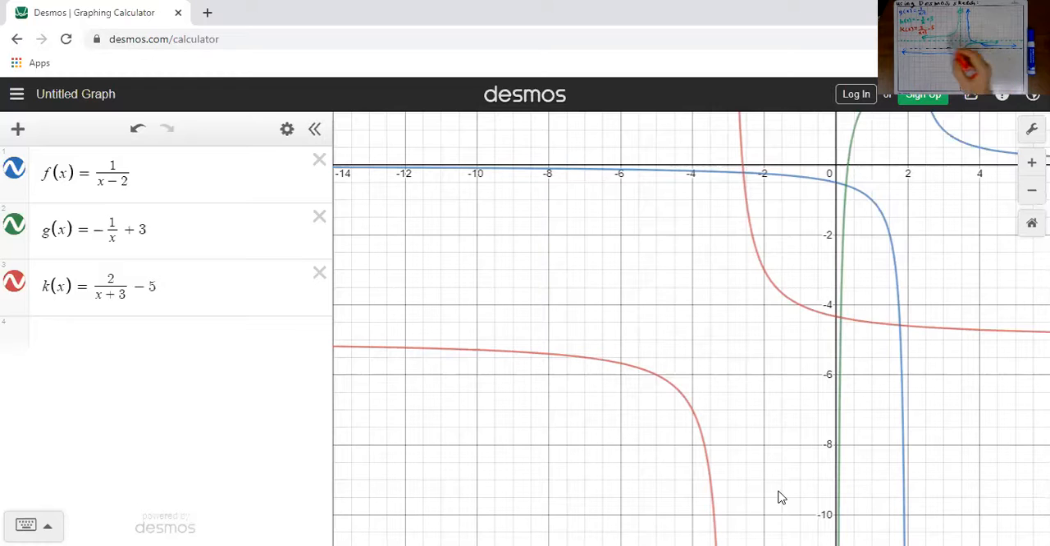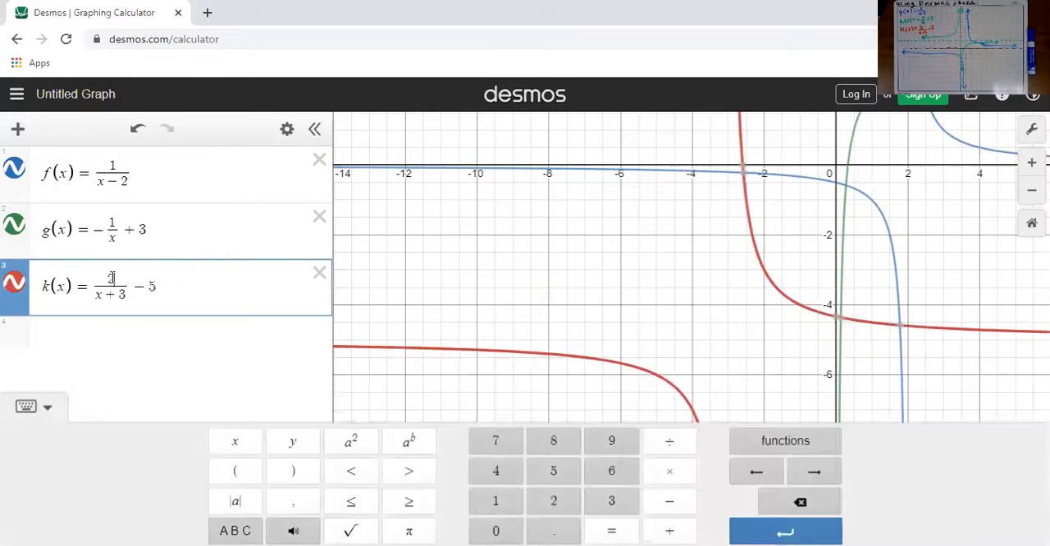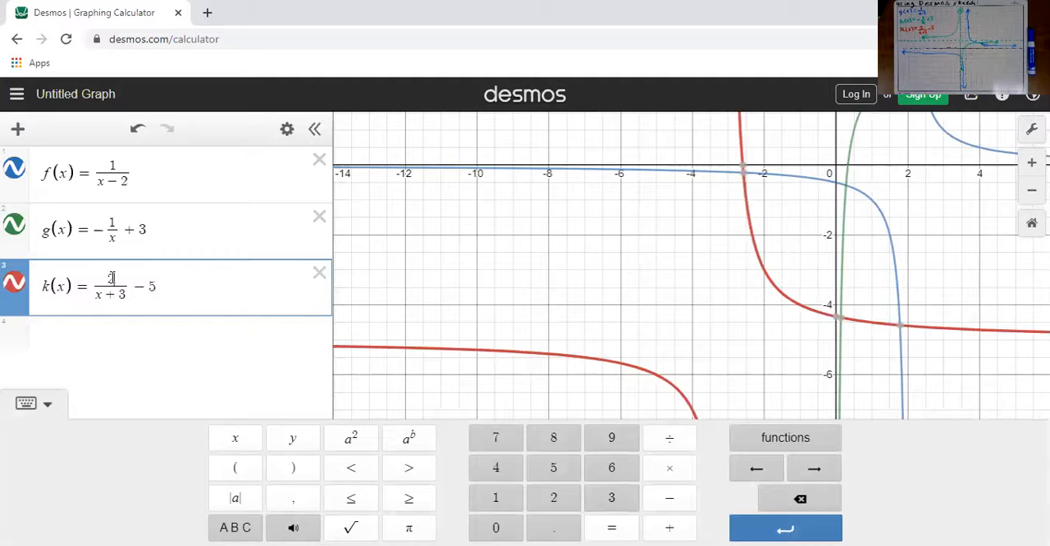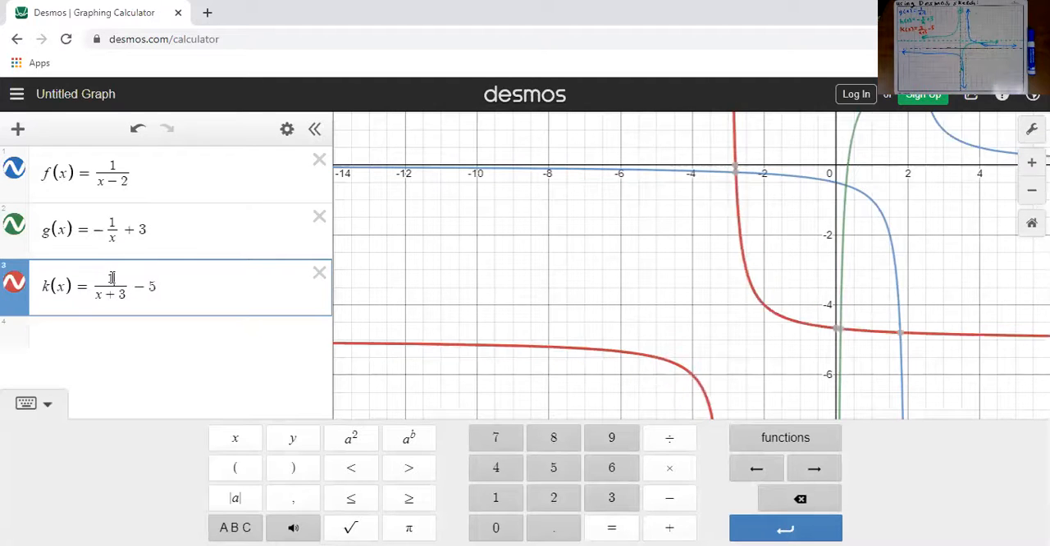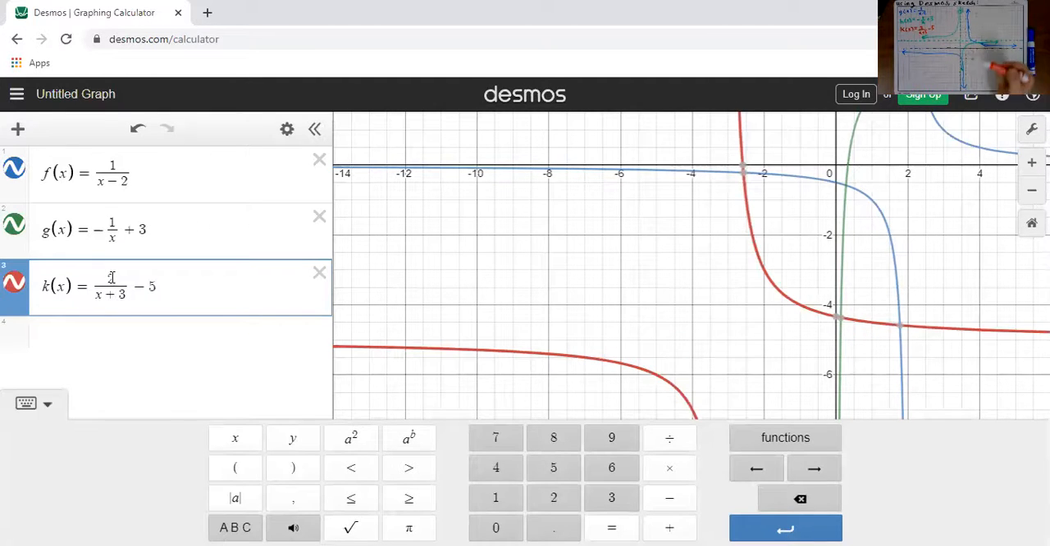But isn't that interesting? This 2, what happens if we make this 2 a 1? So that actually changes its height. You see that? So that makes it stretch up taller. So anyway, go down by 5. Left by 3. And now we have it.